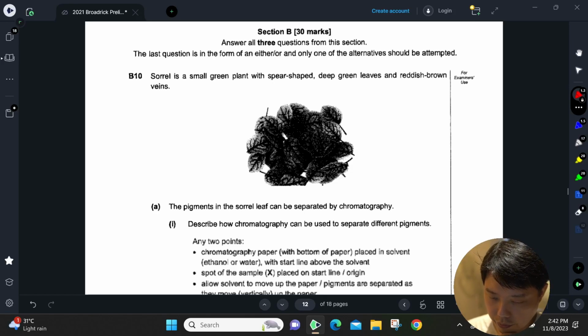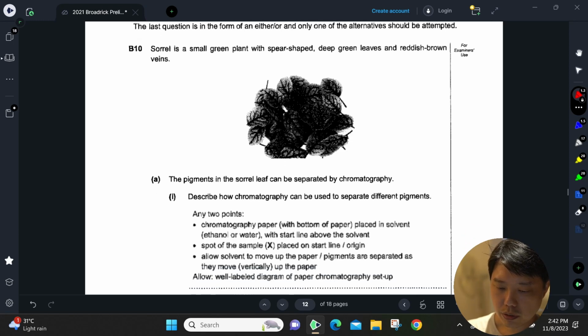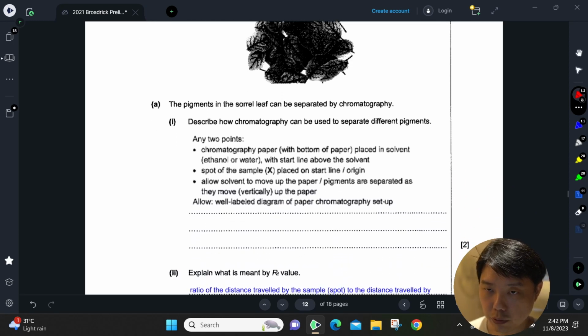Okay, so we have question 10. It is about a tutorial with a small green plant. Okay, so some description on this plant, right? They say the pigment can be separated by chromatography. They want you, the first part, to describe how chromatography can be used to separate different pigments.